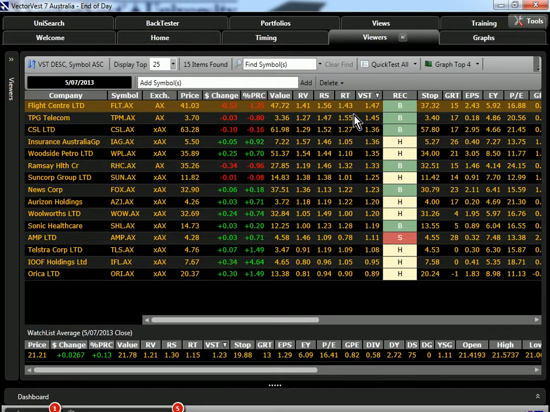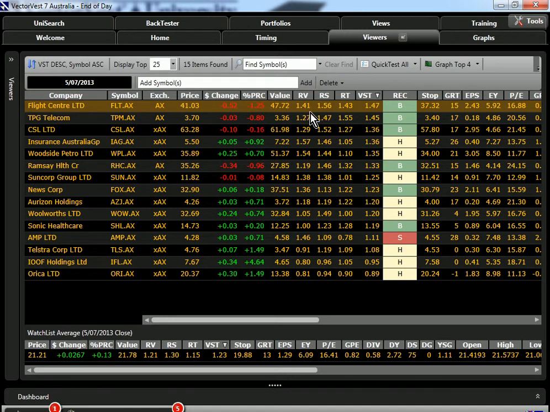The next indicator is RT. It stands for relative timing. Relative timing measures the share's short-term price trend. Also on a 0 to 2 scale, above 1, the share is in an uptrend. Below 1, the share is in a downtrend. So not only is this share fundamentally sound, but it's also rising in price. It's also in an uptrend.